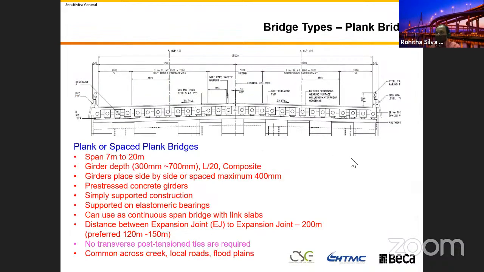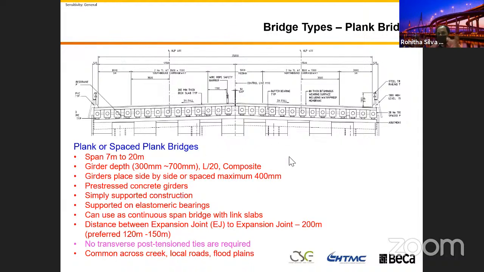And then the bridge types, I think I did not go into detail in the previous one. The first is the plank bridges. It's very common. The one thing I just want to note in the plank bridges is that you can use them between spans of 7 meters to 20 meters, and the girder depth varies between 300 to 700. It can be designed as a composite.